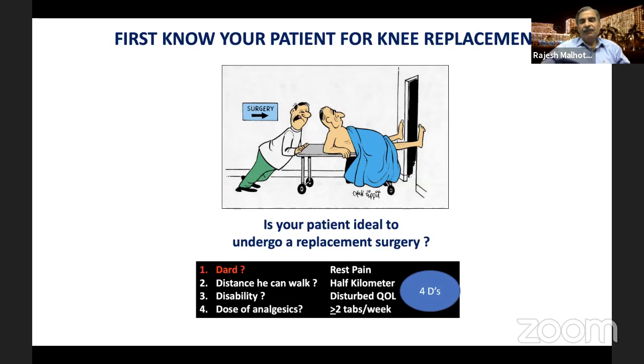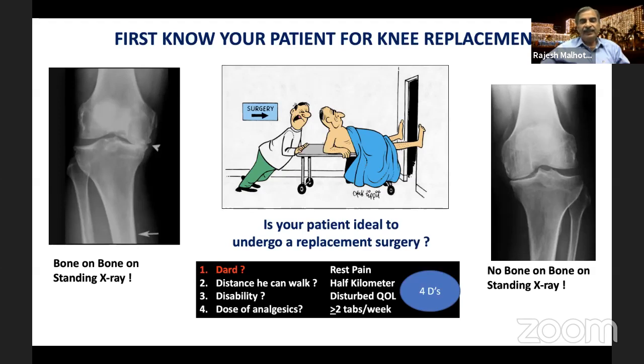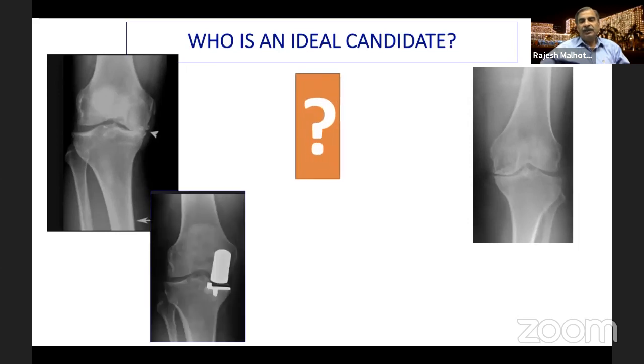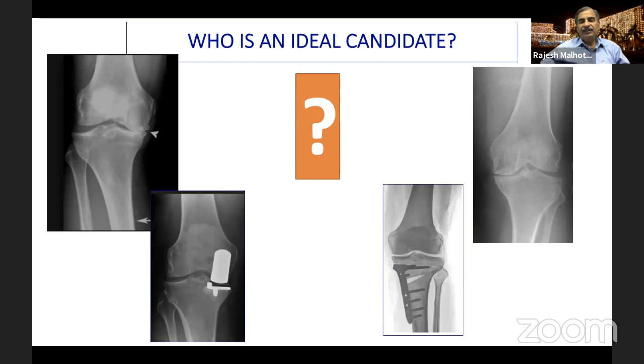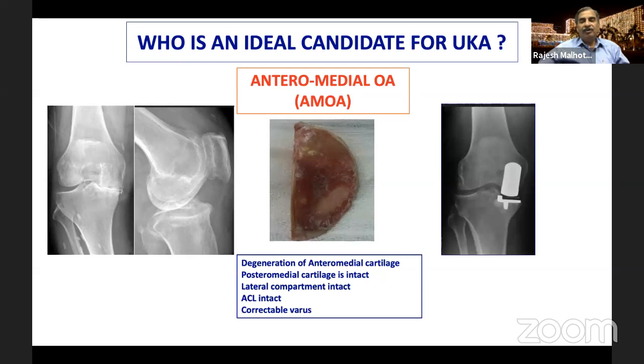We always have a few questions to ask to decide whether the patient is ideal to undergo knee replacement surgery. Once that is done, and we see that it's a unicompartmental disease which has bone on bone, we like to give the option of unicondylar knee replacement versus HTO. Anup is going to talk more about it. But the ideal candidate is one who has anterior medial osteoarthritis with posterior medial cartilage intact, lateral compartment intact, ACL intact, correctable varus, and they will always get the UKR. So we'll leave the rest of it with Anup.